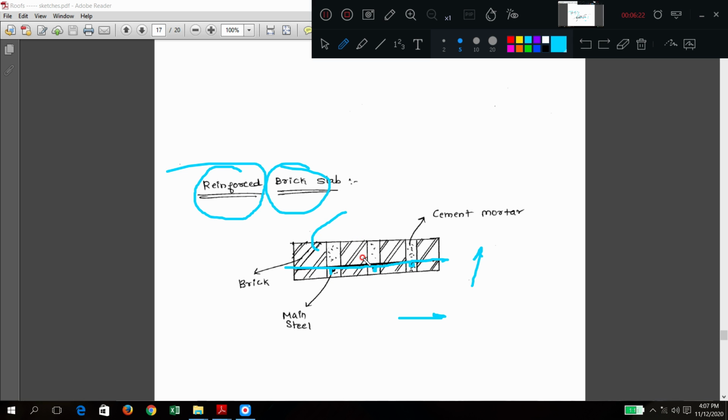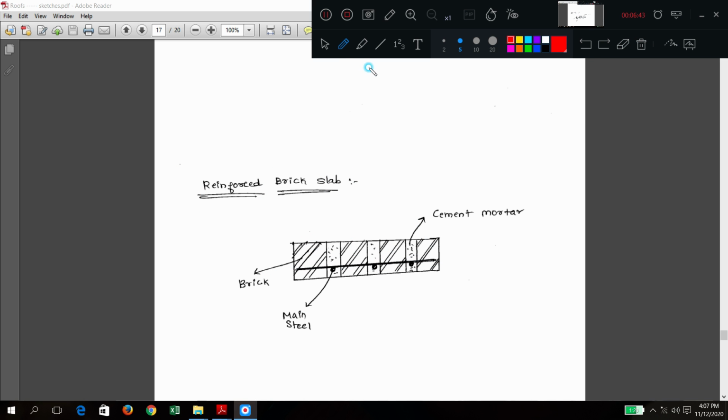And there are bricks also. What are these? One brick, two brick, three brick. These are bricks. So wherever the gap is there, you are filling with the cement mortar. Okay? So there is a brick, there is a steel, and there is a mortar. So this is called a reinforced brick slab.